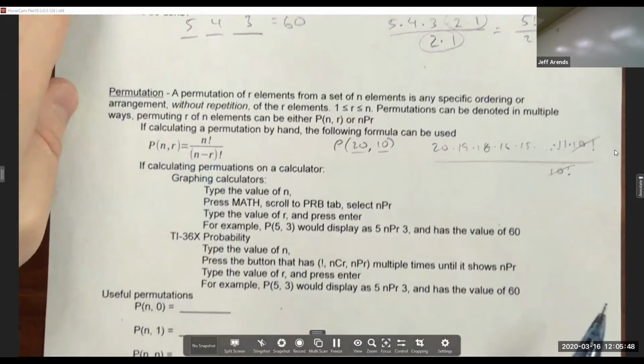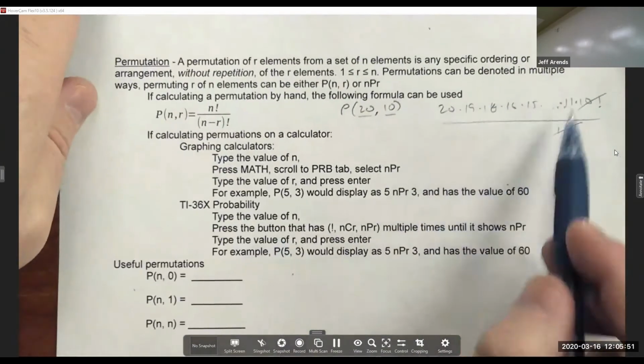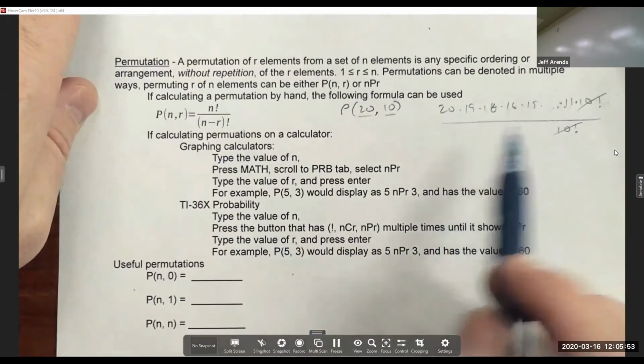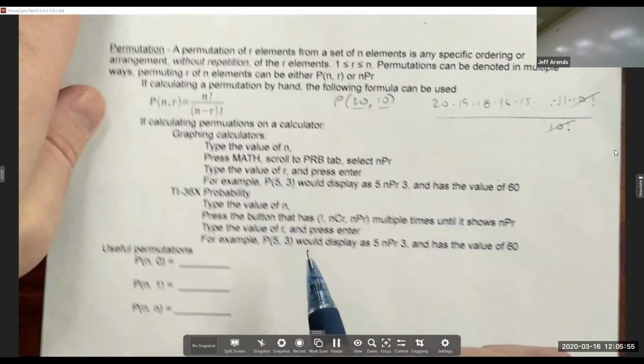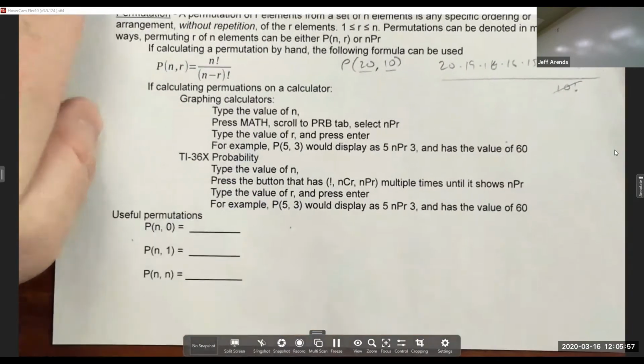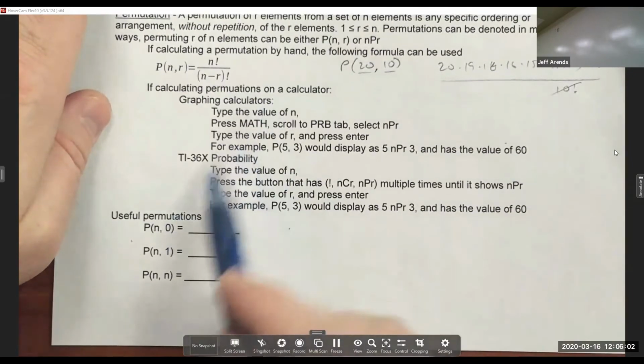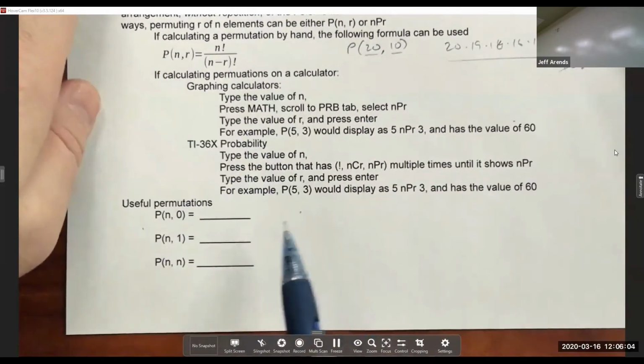But we're not really going to be doing these by hand. I'm mostly just going to be plugging stuff into the calculator. If you need to read through the steps on your calculator, I have that here. But like I said, there's another video for that.